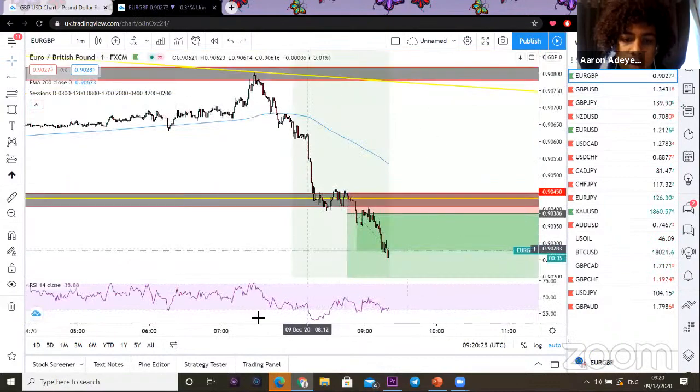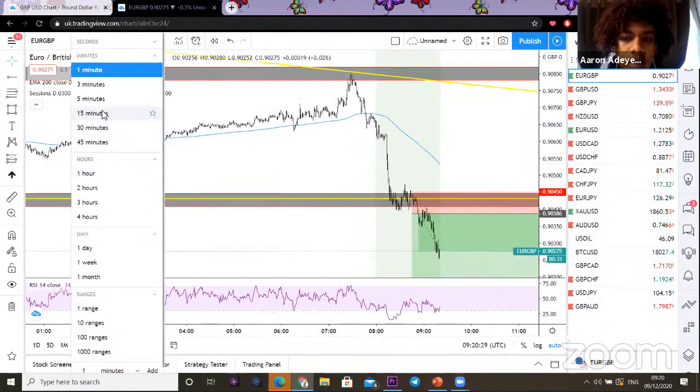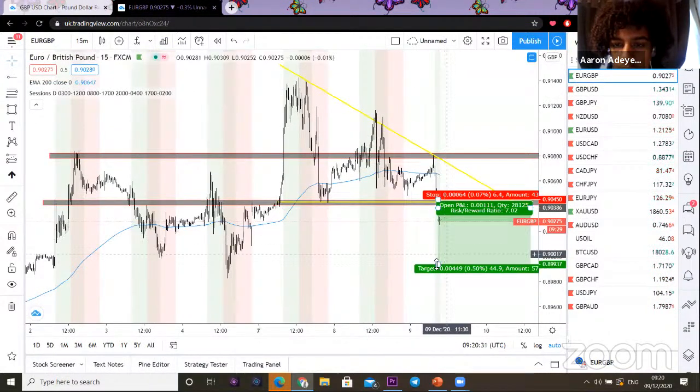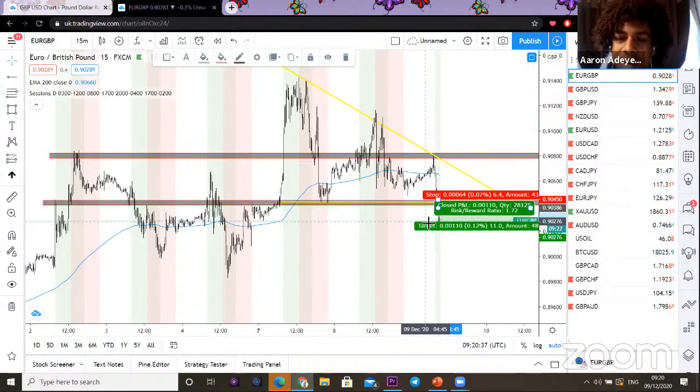And then I got this one, Euro Great British Pounds. That's running good. What? It's only 1 point. Wow.